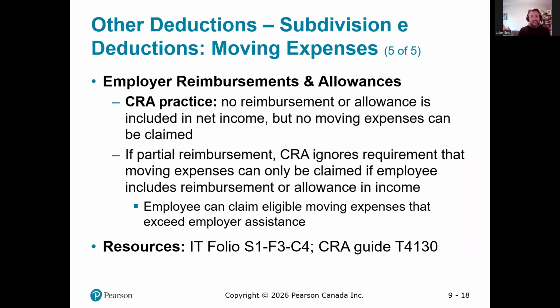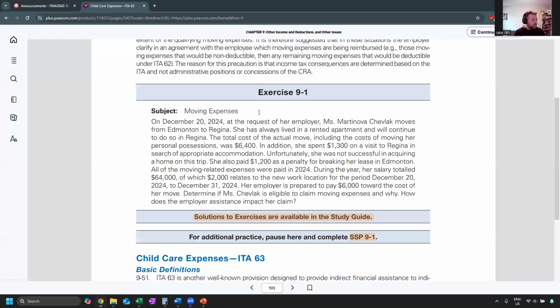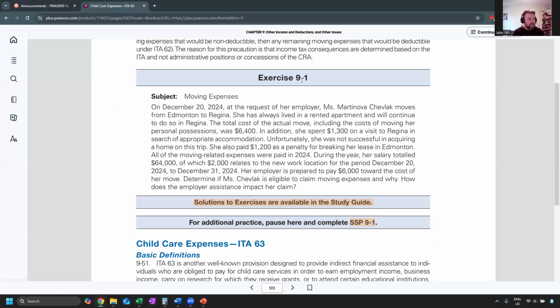So we can take that allowance, add it to the income, and now our moving expenses would apply against that full amount. Hopefully that's clear enough, but we'll try and make it clear with the exercise. So, exercise 9-1, moving expenses.